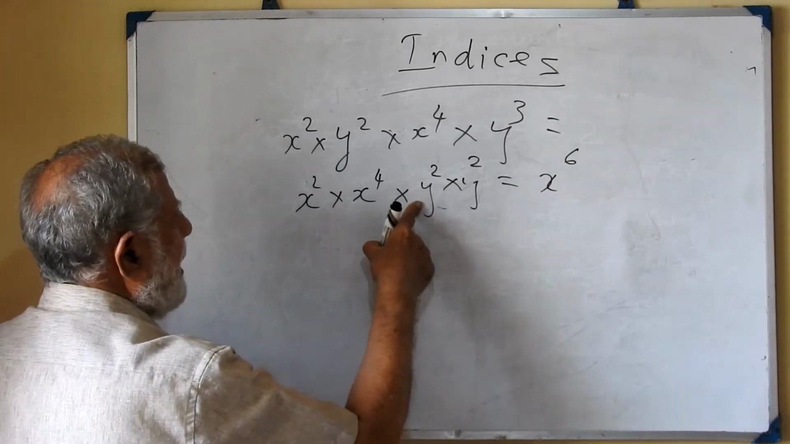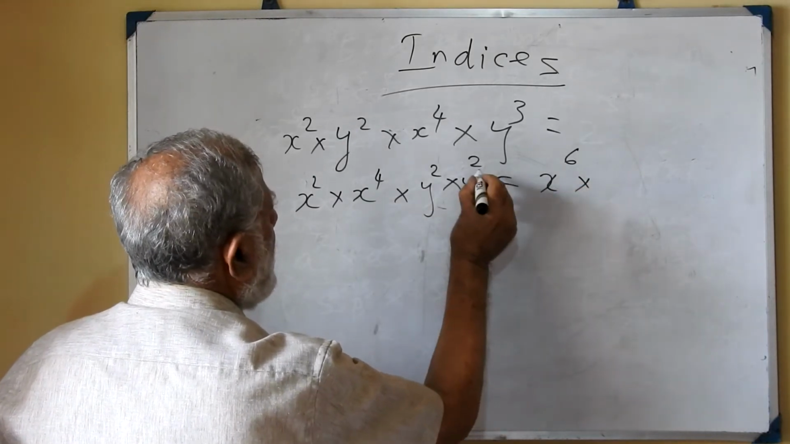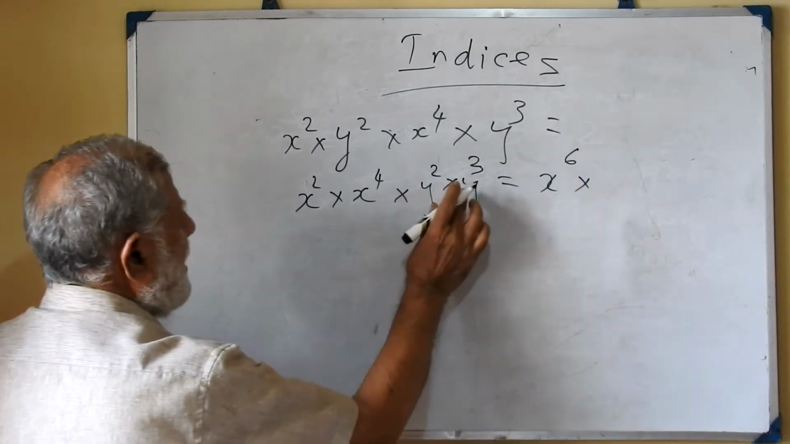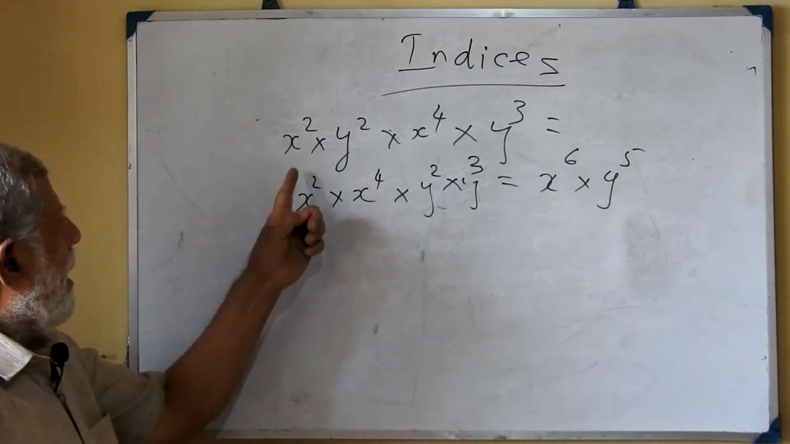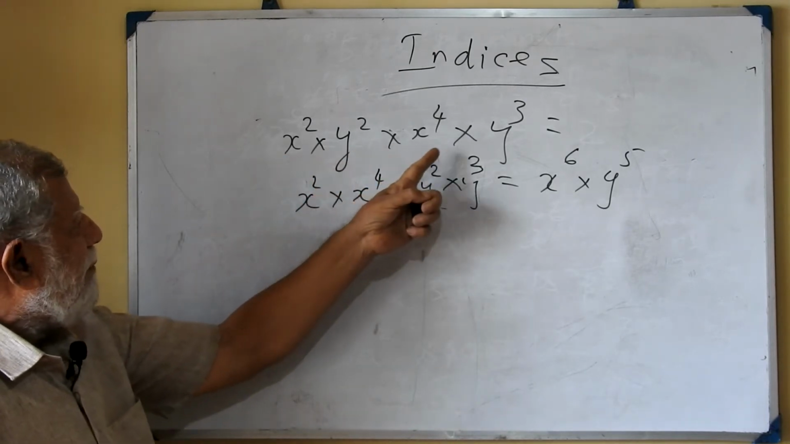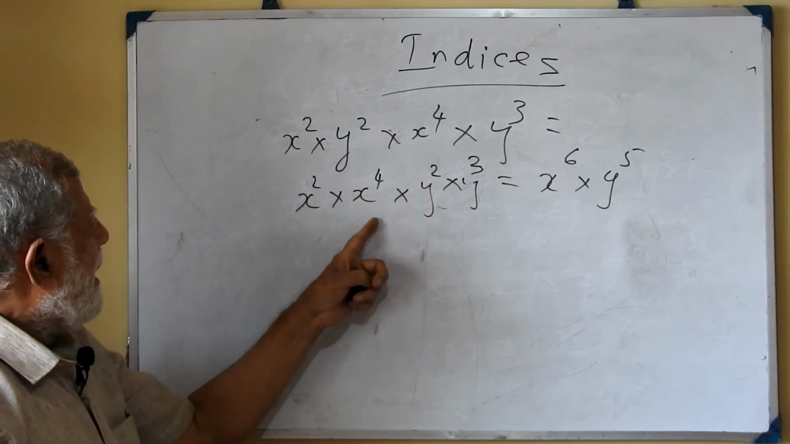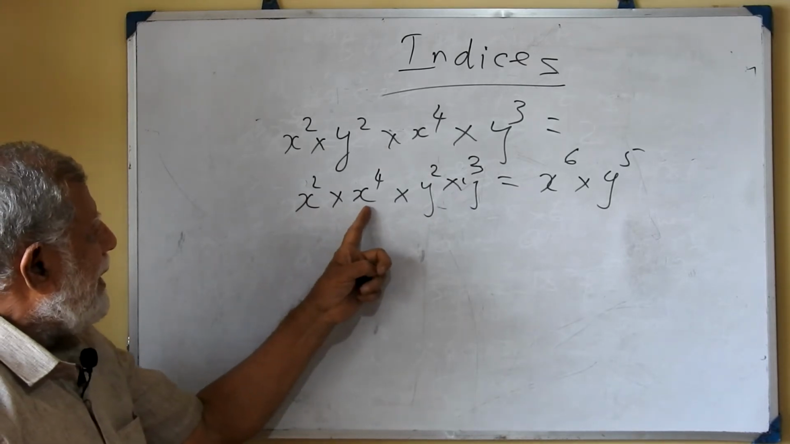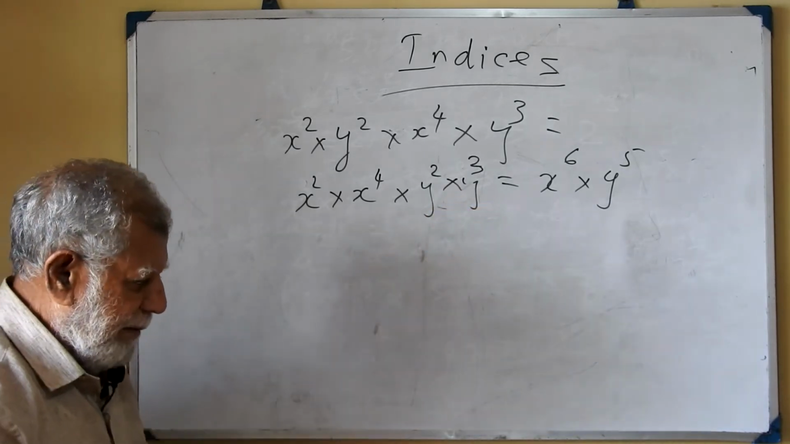And y squared and y squared will be y to the power of, sorry, y to the power of 3 here. Y squared and y cubed will be y to the power of 5. So the answer here is the sum: x squared, y squared, x to the power of 4, y cubed. We collect the like terms together. So x squared and x to the power of 4, and y squared and y cubed. When you multiply x squared and x to the power of 4, you get x to the power of 6, and y squared and y cubed, y to the power of 5.